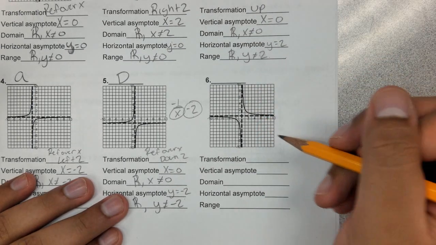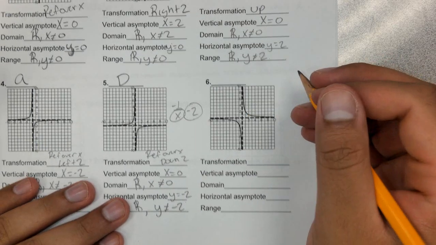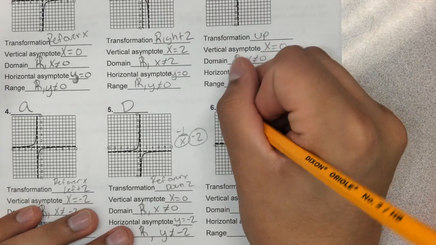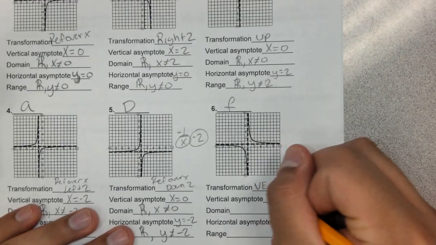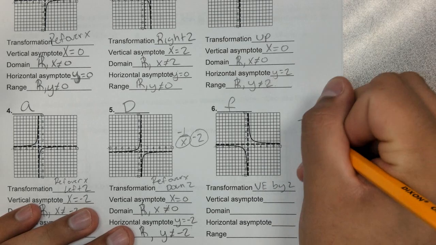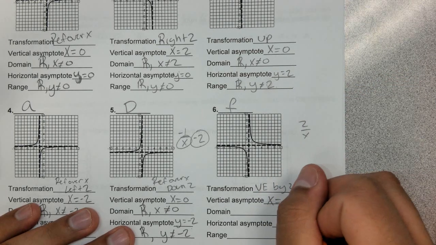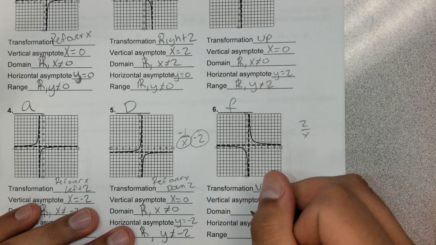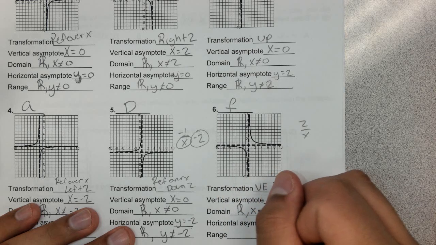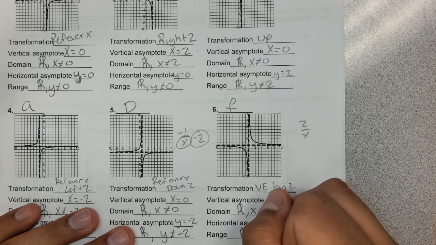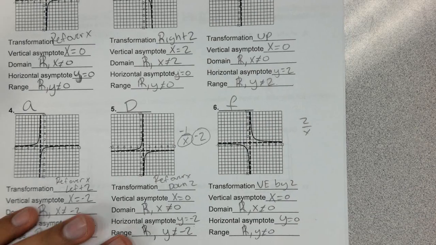Now for the next one, we only got F left, so it's F, vertical expansion by 2. X equals 0, y equals 0 for both asymptotes since it doesn't move anywhere. Domain, all real numbers, x cannot equal 0. Range, all real numbers, y cannot equal 0.